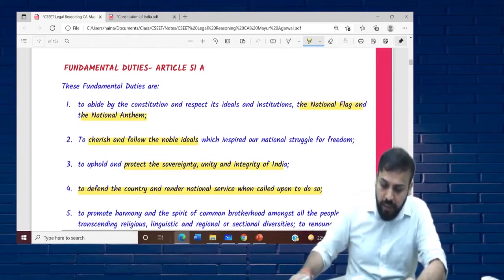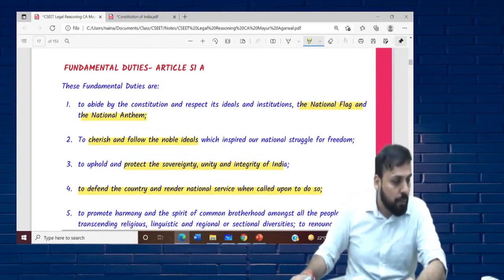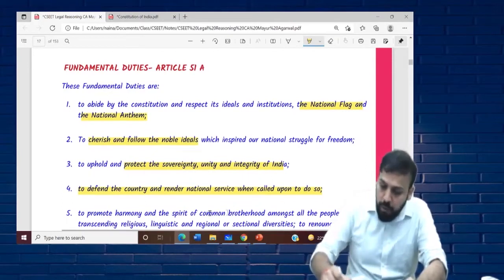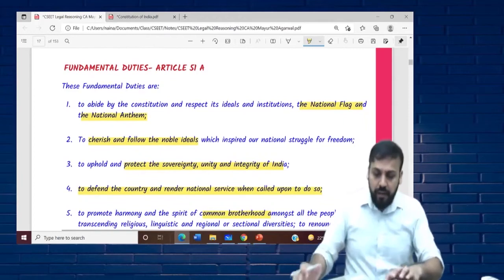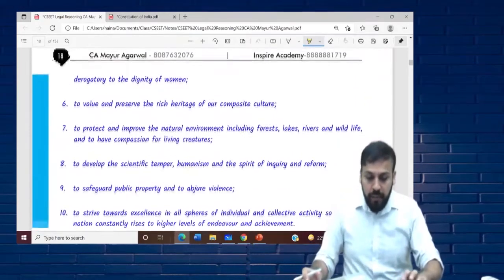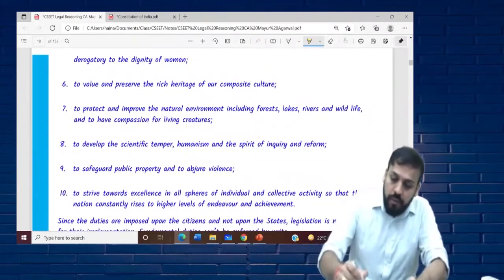Defend the country whenever called upon. Try to get a common brotherhood spirit. Hindu, Muslim, Christian, all are one. Don't fight. Get the brotherhood spirit and cherish our culture.